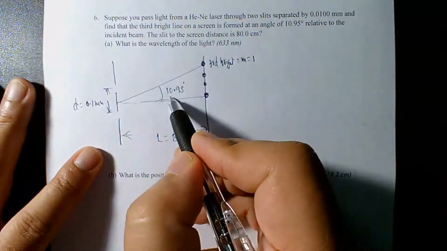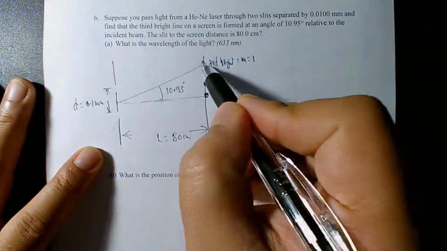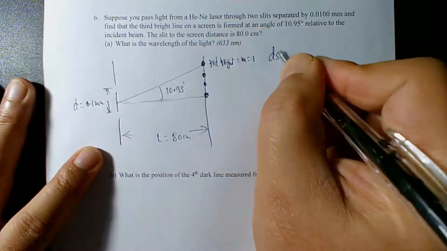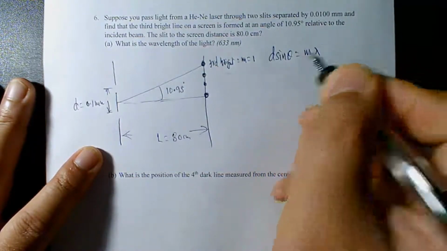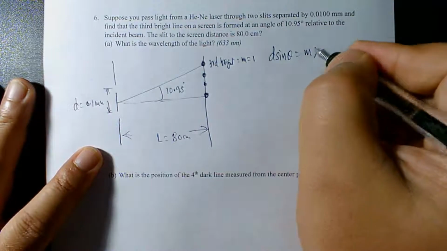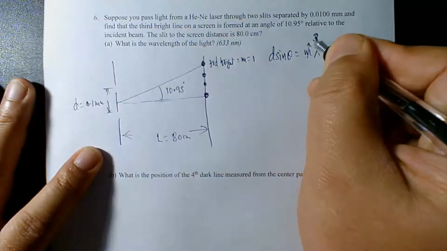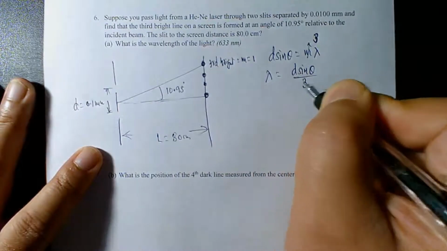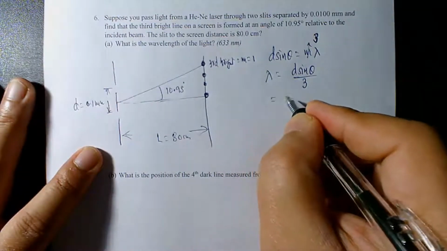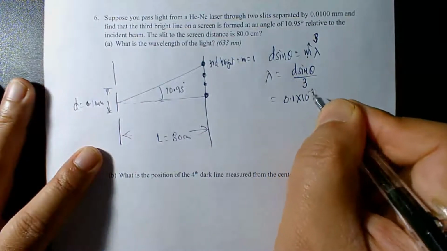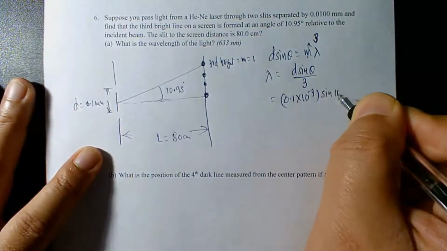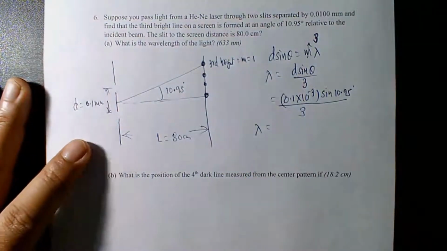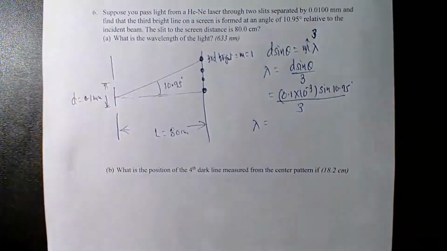So you're given the third bright position, so you have to use the constructive interference condition. The constructive interference condition is d sine theta equals m lambda. Third bright means m is equal to 3. So lambda is going to be d sine theta divided by 3. d is 0.1 millimeter, which needs to be in meters, and sine of 10.95 degrees, divided by 3, and that's the wavelength of the light used in this experiment.